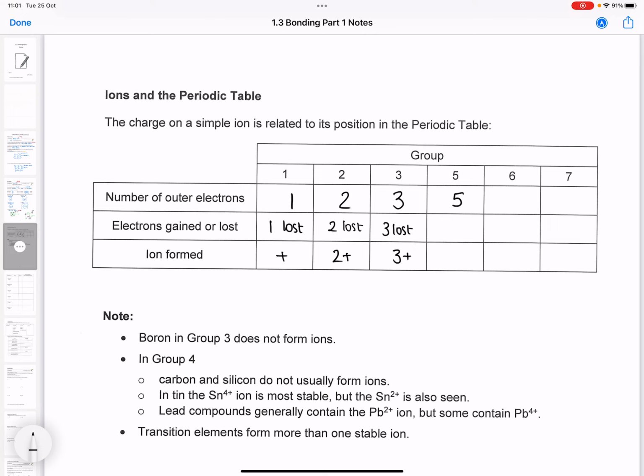If you're in group 5, you have 5 outer shell electrons, so you don't tend to lose 5. Group 5 things tend to be non-metals, and so they would go to the right, they would gain 3 to get to 8, and they become 3 minus.